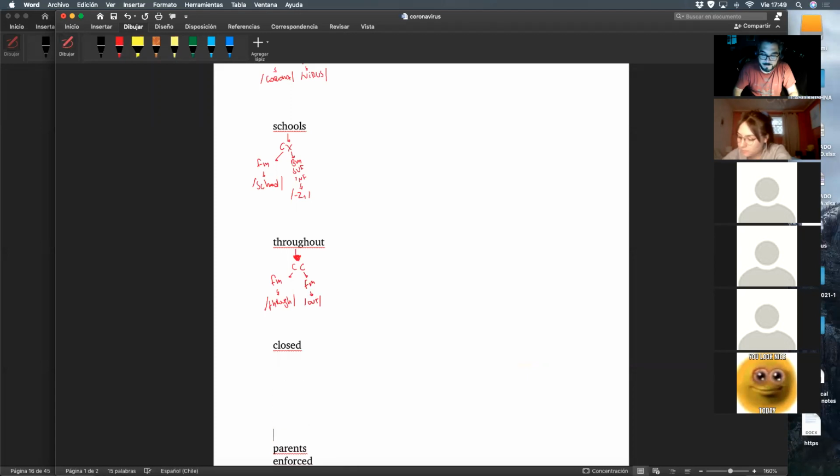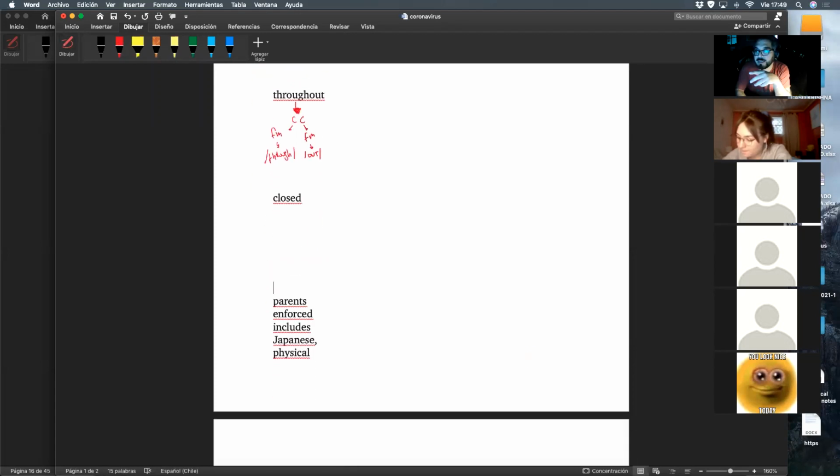Luego viene closed. En closed vamos a tener algo nuevo. Closed es complex. ¿Sí? Cerrado, adjetivo, ¿cierto? ¿De dónde viene esta cosa? Viene de un free morpheme, close. ¿Sí? Cerrar. Y lo transformamos en adjetivo. O sea, tiene un bound morpheme suffix derivational. Esto es nuevo, miren. ED2. ¿Qué significa eso?